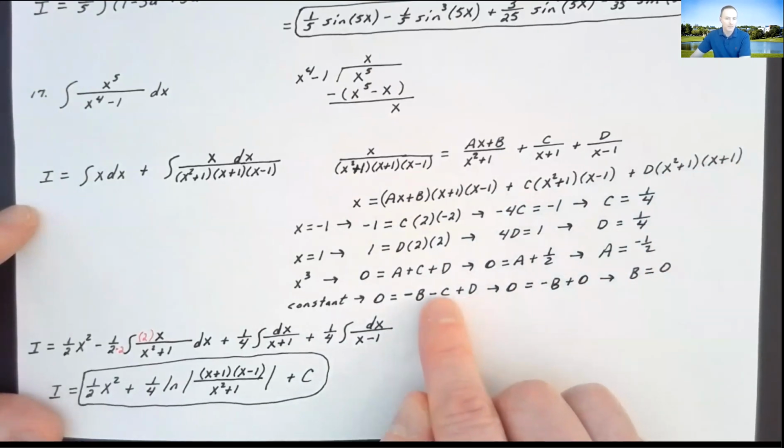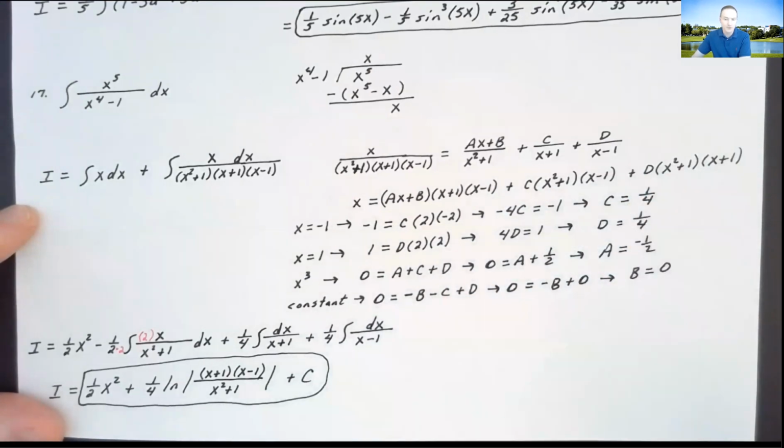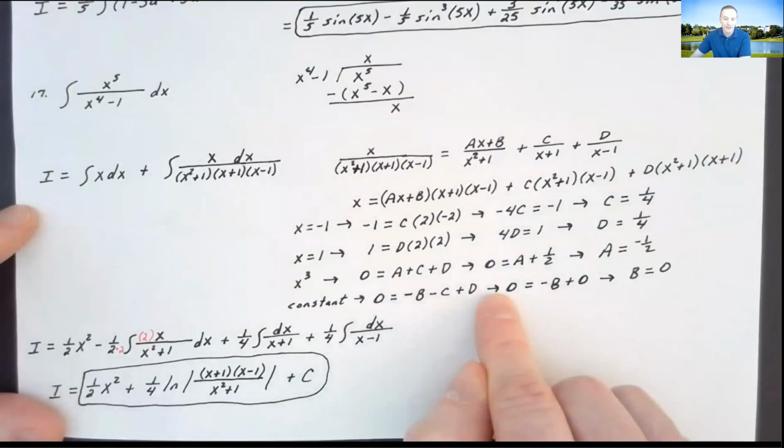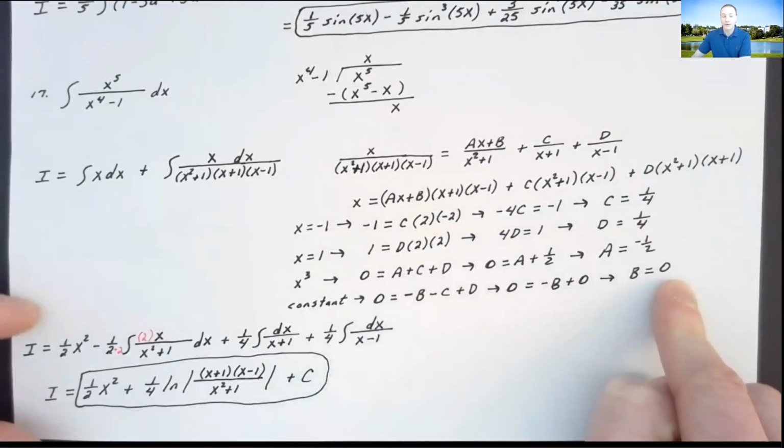So then I can say, well, negative c plus d, that's going to be minus 1/4 plus 1/4. Those two are just going to cancel each other out and give me a 0. I'd get negative b plus 0 is 0, thus b is 0. All right, so now I go into my problem.